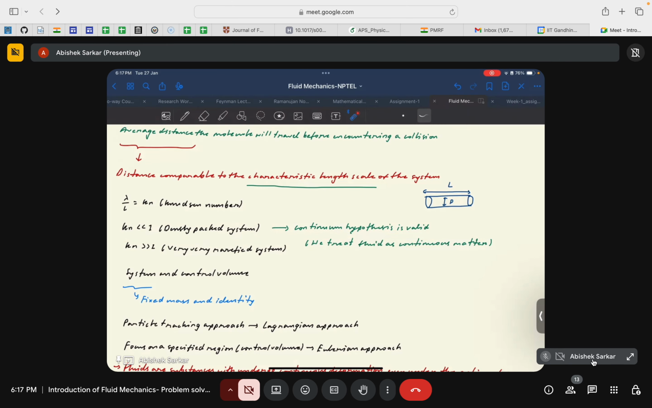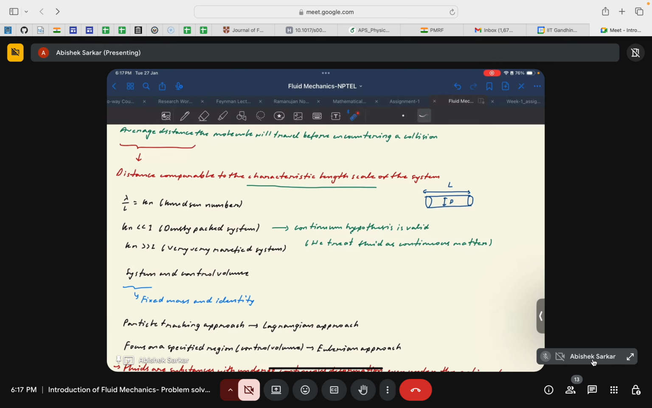Now again there is the other extreme end where the Knudsen number is very large than 1. It is then given by a very rarefied system where the particles of the fluid are very far away from each other, which is even larger than the characteristic length scale of the flow. In these kinds of systems, the continuum hypothesis is not valid, so we cannot usually implement our basic fluid mechanics equations to analyze such systems.